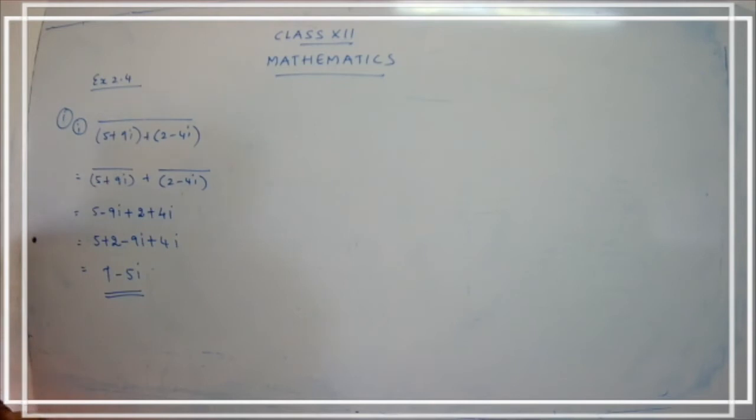What is the meaning of rectangular form? A complex number which is written in the form of a real part and an imaginary part. 7 minus 5i: 7 is the real part and the imaginary part is minus 5. Yes, children? So the answer is 7 minus 5i. Write down the sum.